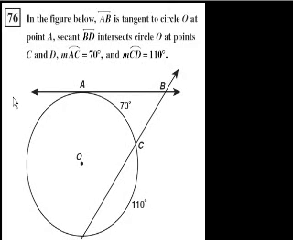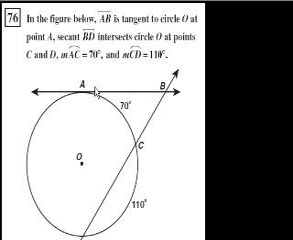We're on 76. In the figure below, line AB is tangent to circle O at point A. Fair enough? Secant BD intersects circle O at points C and D. This is secant BD, and secant just means it intersects the circle at two points. It's not tangent. A tangent intersects a circle at exactly one point.